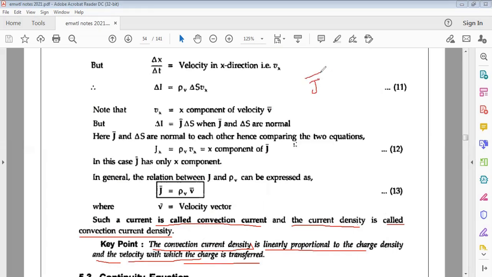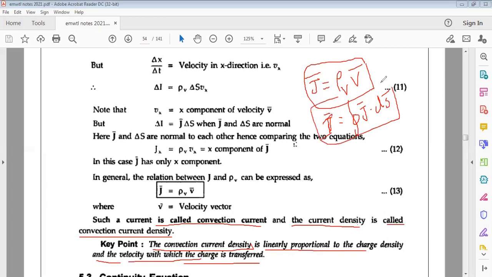Remember, my dear students, it is a very, very important relation: J bar is equal to rho v into V bar. And previously, the relation between current and current density is I is equal to integral J bar dot ds bar. This is the relation between the current and the current density, and that is the relation between the current density and the velocity. So both relations are very important.